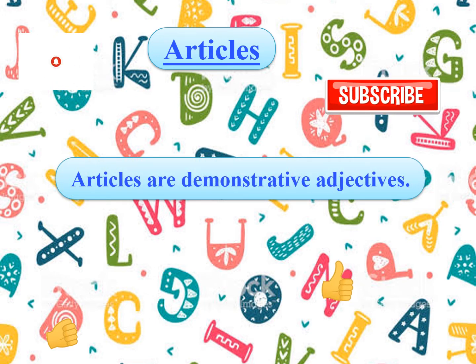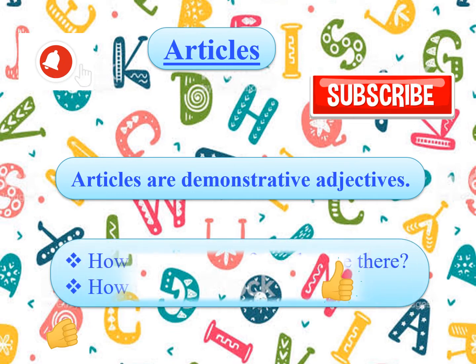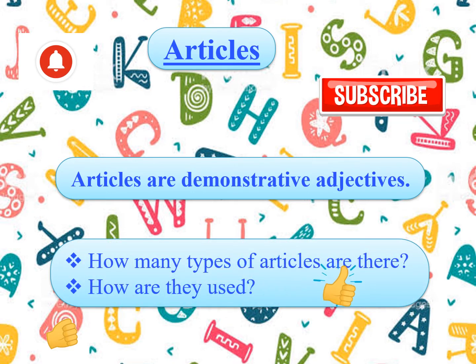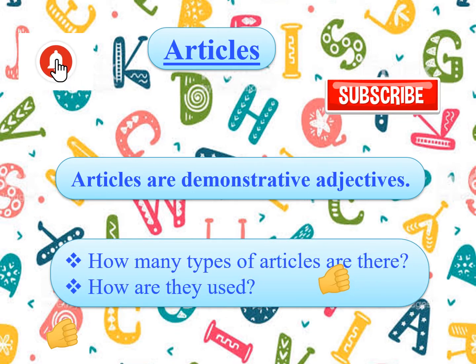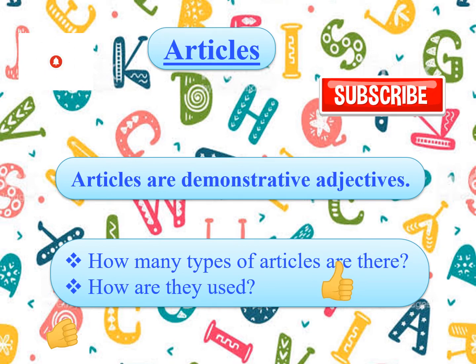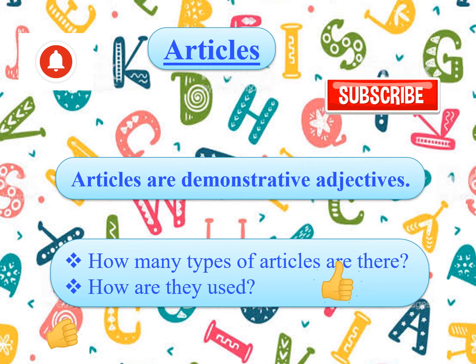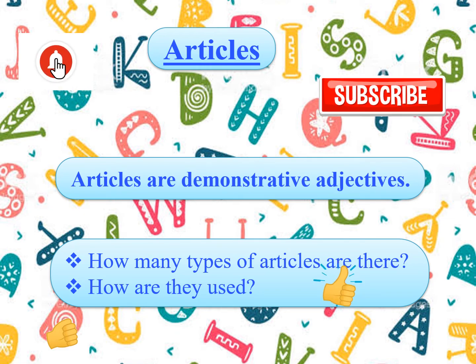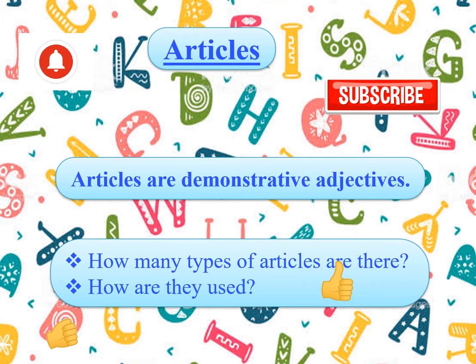When we point out a person or a thing, we speak specifically about it. For this, we use demonstrative adjectives. Articles are also demonstrative adjectives. In this video, I'll be talking about articles, their types and uses. I've uploaded videos on sentences, their parts and types, and also phrases. You may check them out using the links given in the description box.